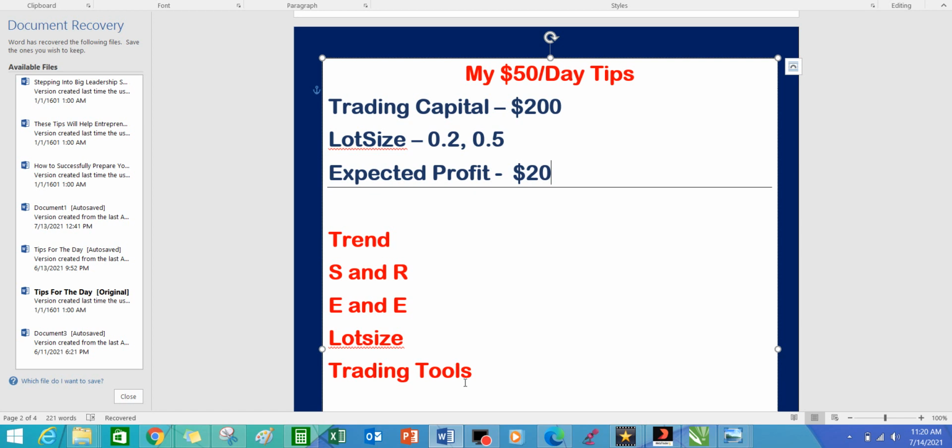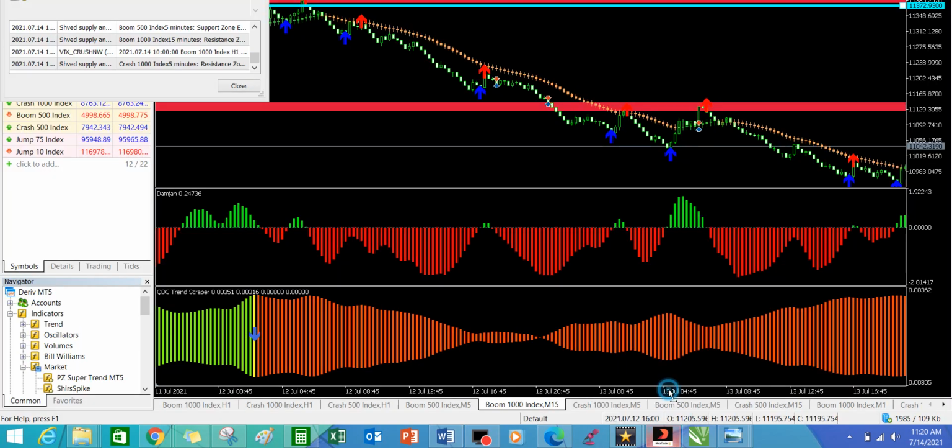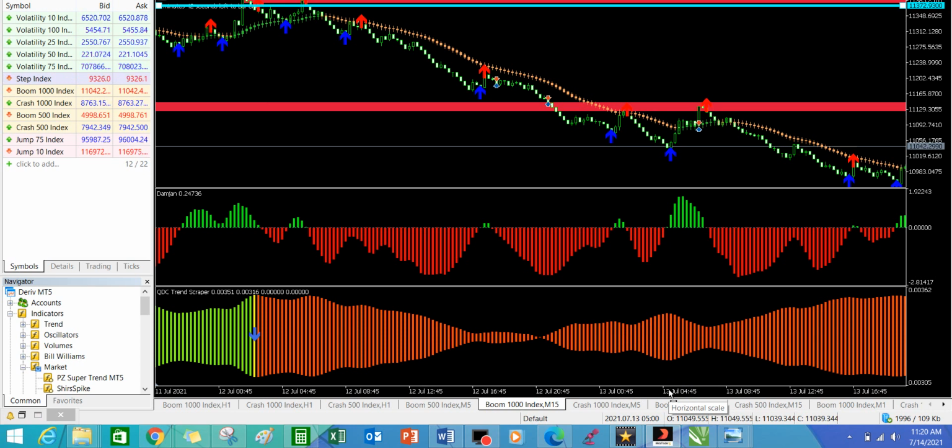So making within $20 to $50 per day is not a bad idea, most especially once you have a good trading indicator which you understand how it works. And if you have a good trading capital, you can decide to pick about 10% of your trading capital. I always advise 10% of your trading capital, which means if you are using $500, I don't feel $50 per day is too small for you to achieve.